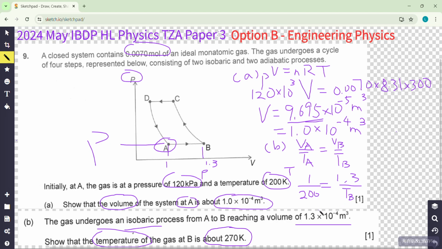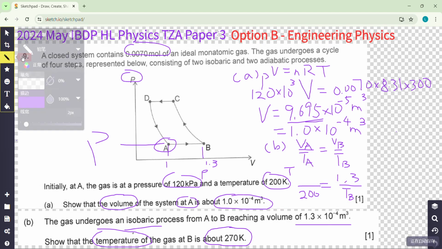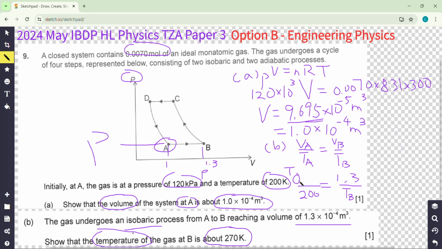Then you bring out your calculator. Remember, you need to find the more accurate one. Times 1.3, you get just 260. So this is the reason we need this help. We can't use 1, you need to use a more accurate one here. So you need to use 0.9695. I think this one helps. Just using 1 you get 260.